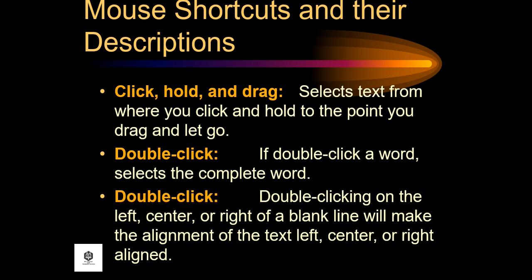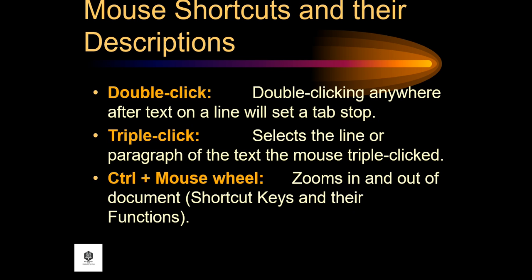Double-clicking on the left, center, or right of a blank line will make the alignment of the text left, center, or right aligned. Double-clicking anywhere after text on a line will set a tab stop. Triple-click selects the line or paragraph of text. Ctrl mouse wheel zooms in and out.